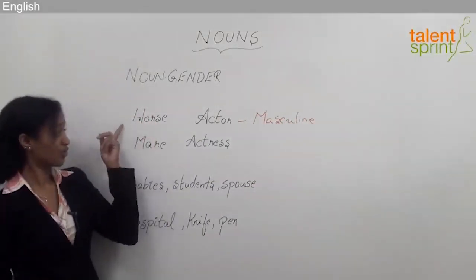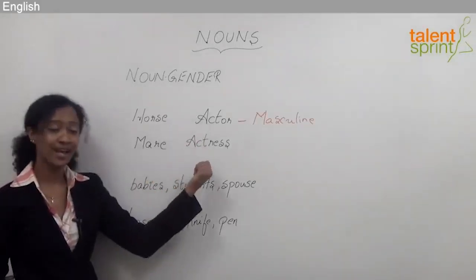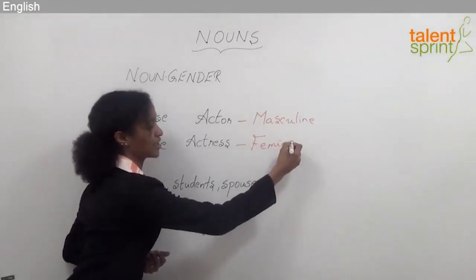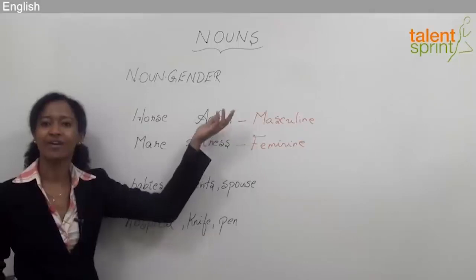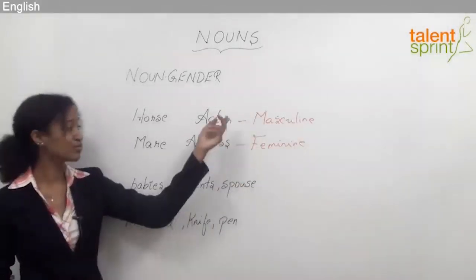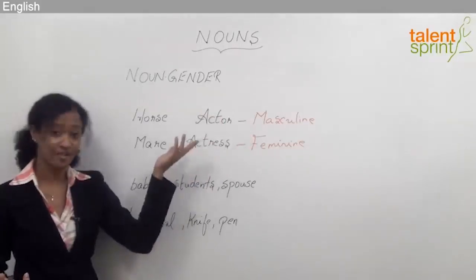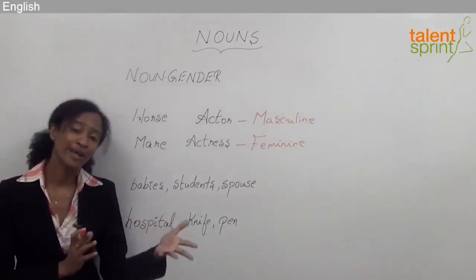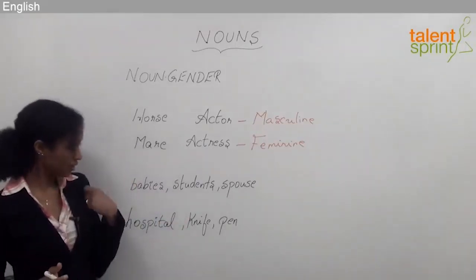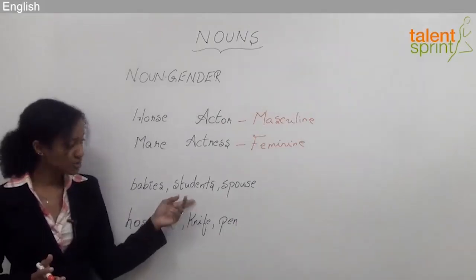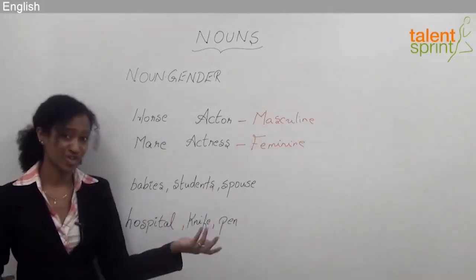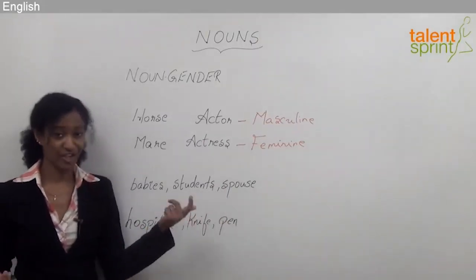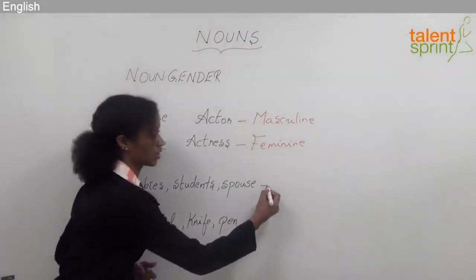So the female version of horse is mare and for actor it's actress. So mare and actress are the feminine or female gender, right? So I can have boy, girl, father, mother, brother, sister. All of these are masculine and feminine gender examples. But we have a gender which is common to both male and female. So in that category, I will have babies, students, spouse. I can also have professionals, so teachers, dentists, doctors, chef. All of that will come under common gender.